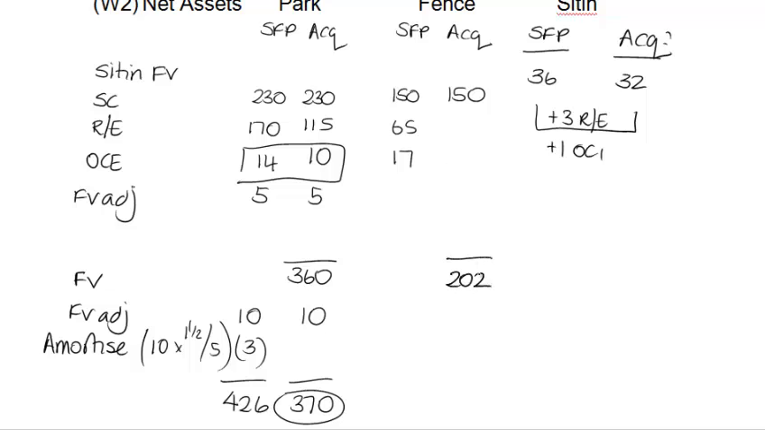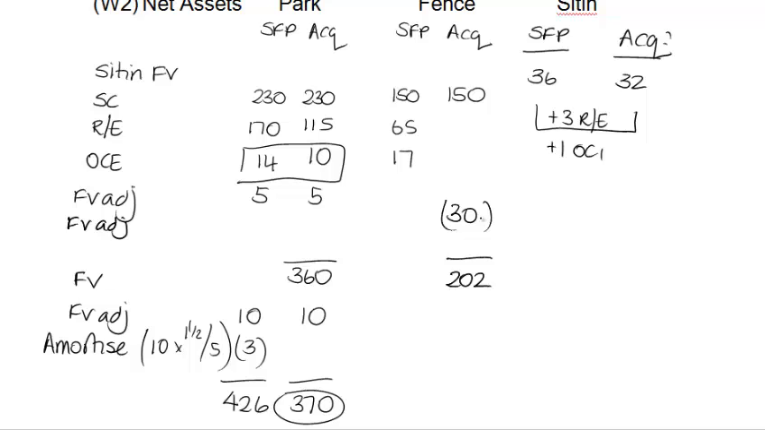So we got here a figure of 202. At the time of the business combination, Fence had a contingent liability with a fair value of 30 million. So this would be a fair value adjustment of 30 million at the date of acquisition. Because you do not show contingent liabilities in your accounts, you only disclose them as notes, but upon consolidation, they crystallise as liabilities.